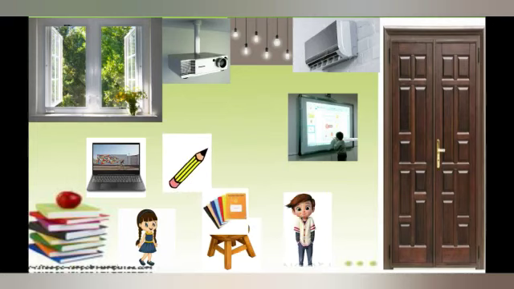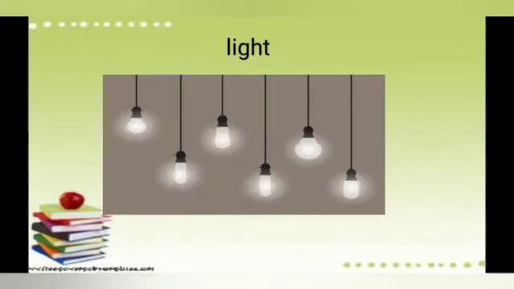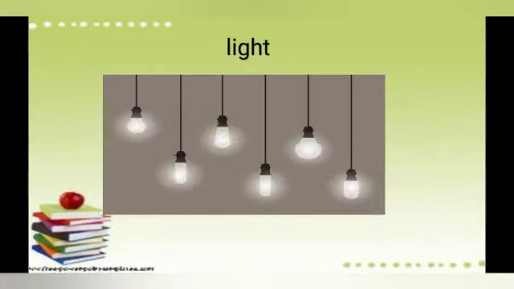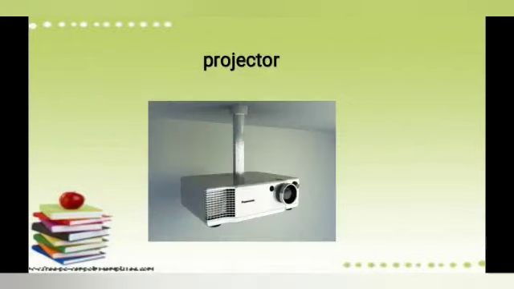Okay children, I think you are familiar with these things. We are going to learn the spelling of the things. What is this? This is light. And tell me the spelling. This is light. L-I-G-H-T, light. Then this is projector.